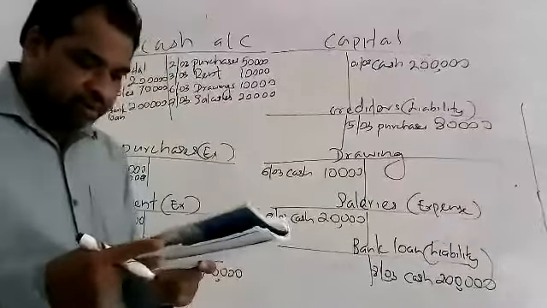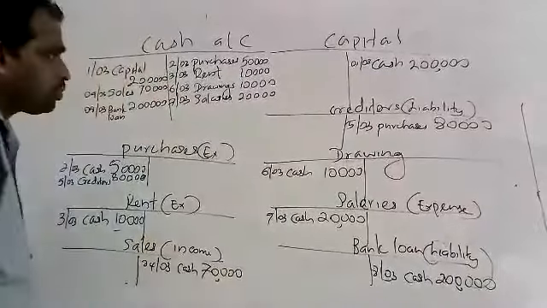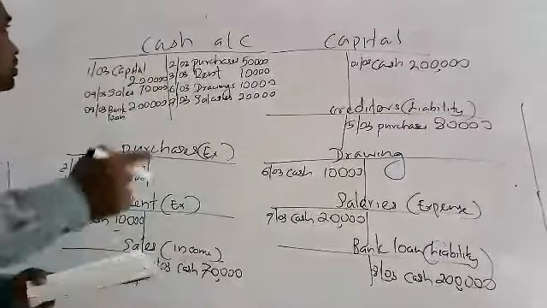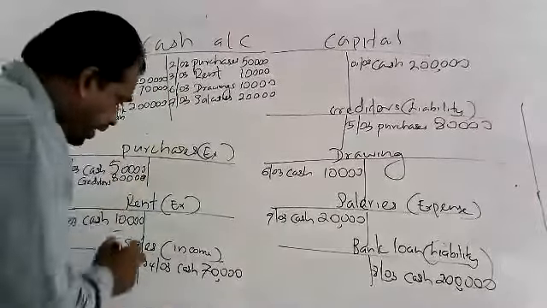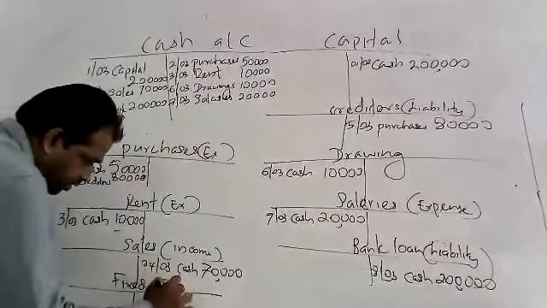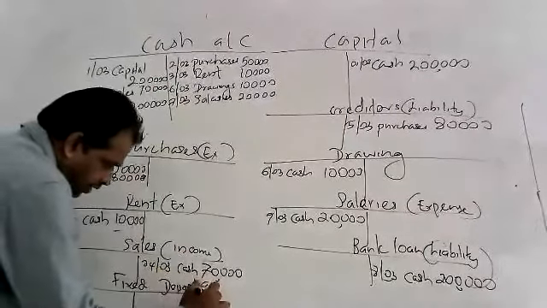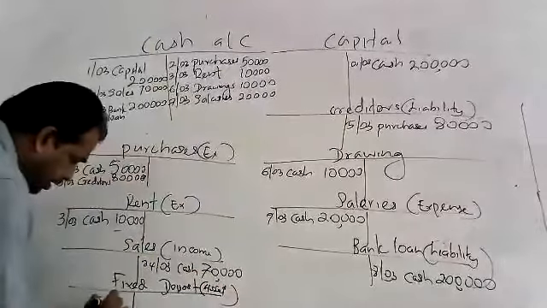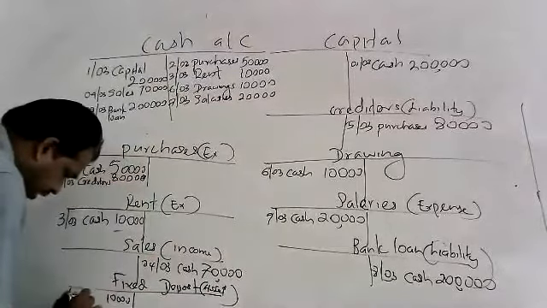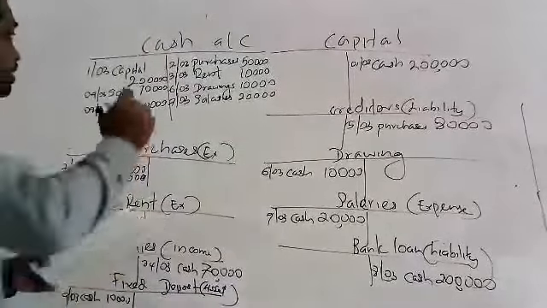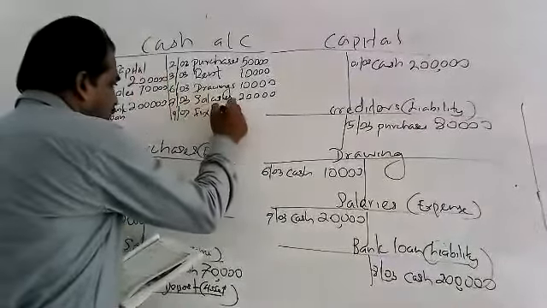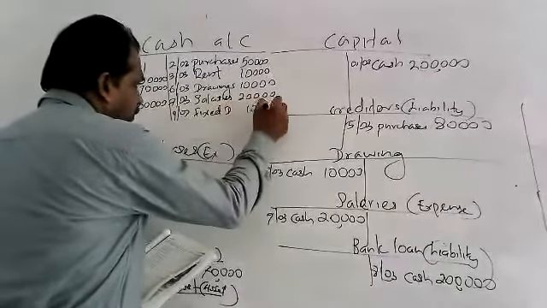And 9th March, invested in fixed deposit 10,000. Then we can have fixed deposit account, that is asset. Therefore, we debit 10,000, say 9th March cash, and we can credit 9th March 10,000.